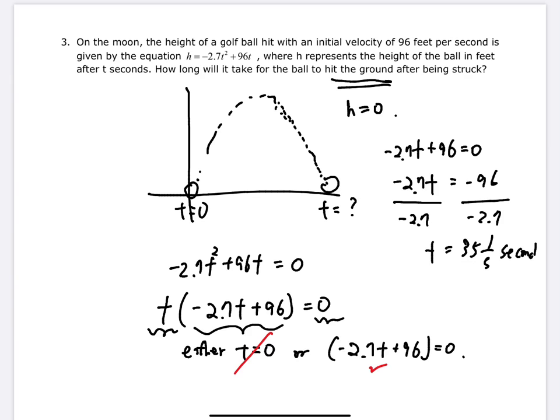So roughly it'll take about 35 and 1/5. Oh, sorry, not 1/5, my mistake. I don't know why I said 1/5. 5/9 of a second until the ball hits the ground. Your calculator shows 35.55555 and so on, so that's why you know it's going to be 5/9.